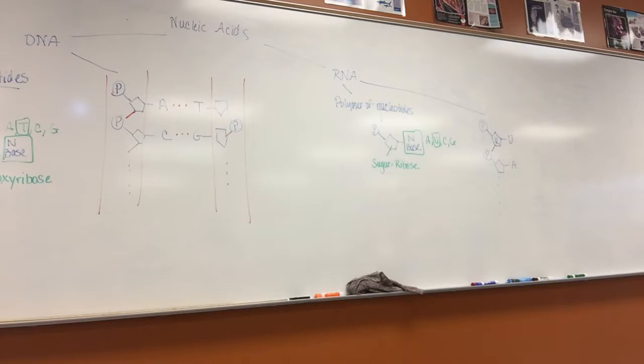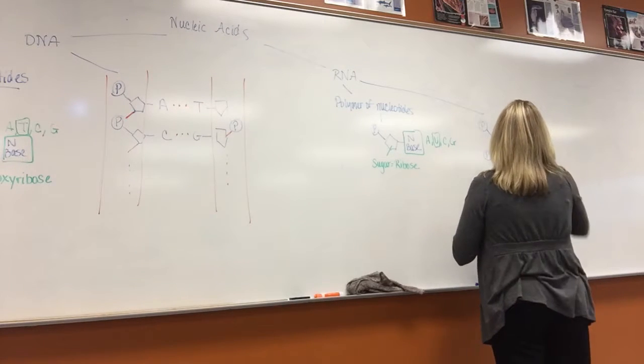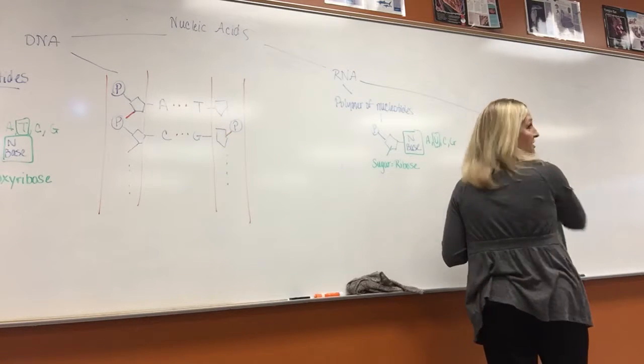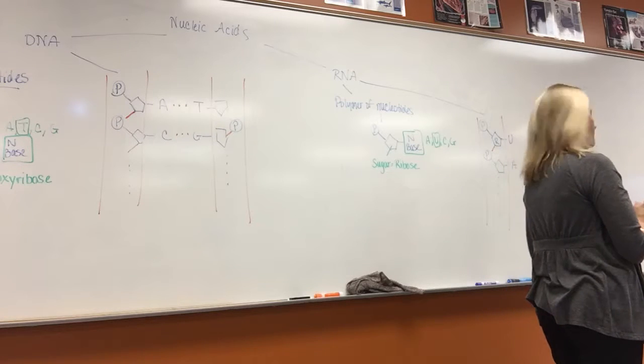You know how you said the sides of the ladder are the backbones? Well, since RNA is single-stranded, what's the backbone of it? It still has a backbone, but only one backbone. It's still the phosphate and sugar, and the bases are sticking out. Oh, okay.